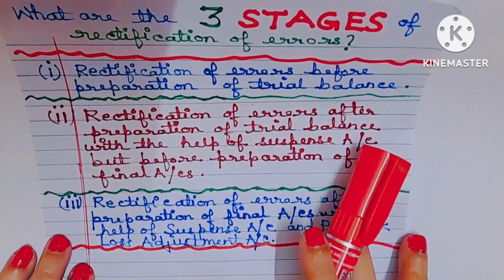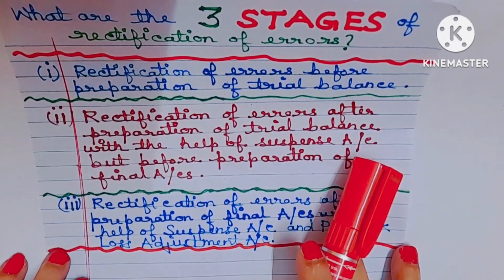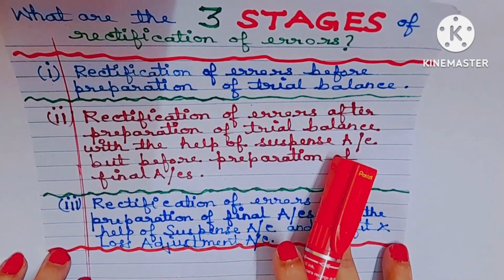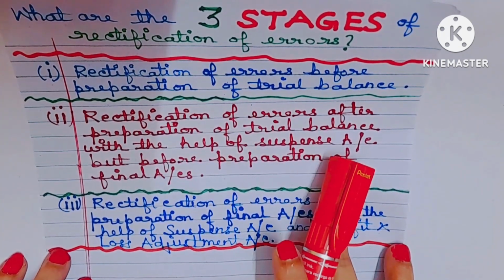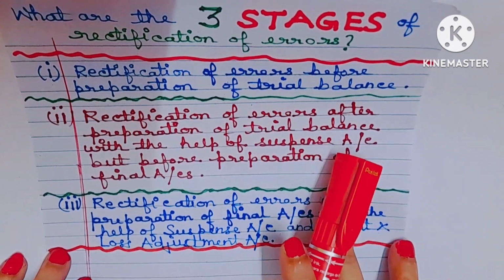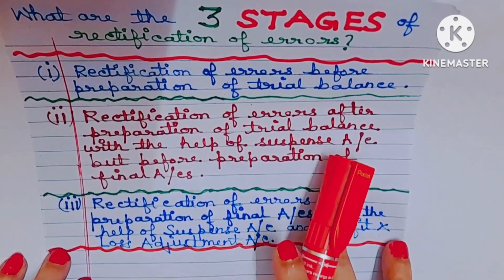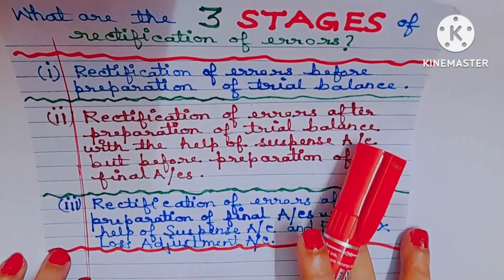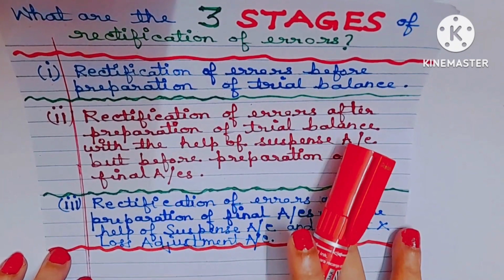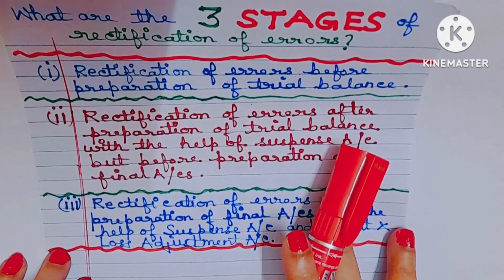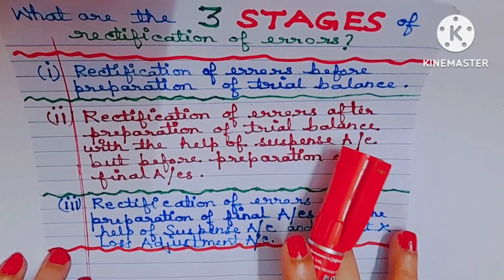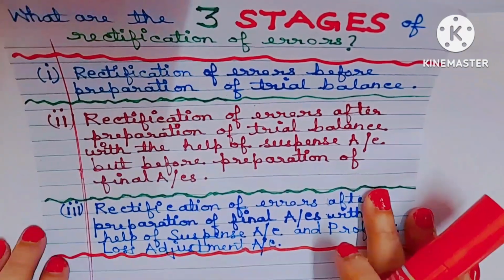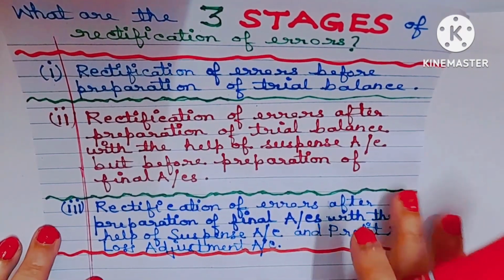And please remember, if the suspense account has a debit balance, it will appear in the balance sheet under current assets. And if the suspense account has a credit balance, it will appear in the balance sheet under current liabilities. Okay? And please remember, I repeat, errors in nominal accounts are rectified by the profit and loss adjustment account in the third stage. Okay? You'll understand this when we do the problems.